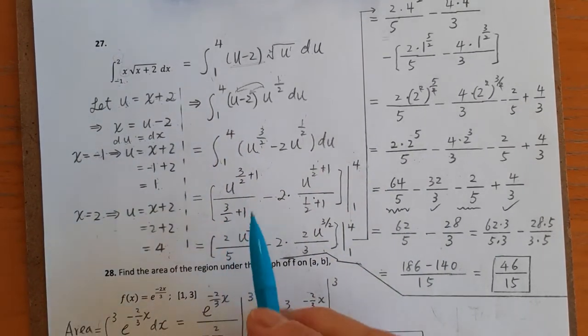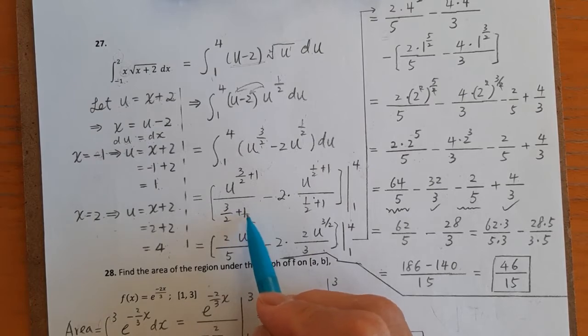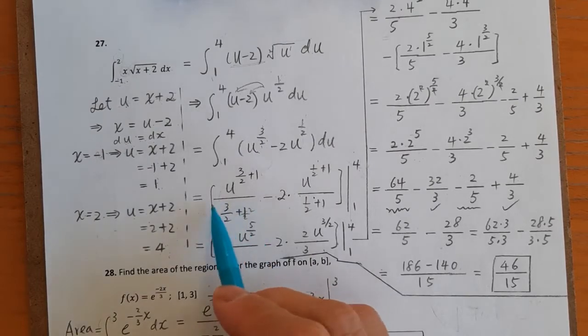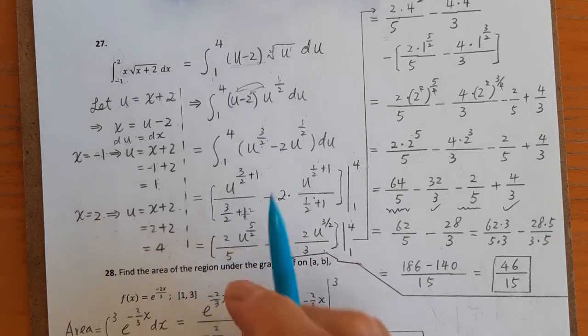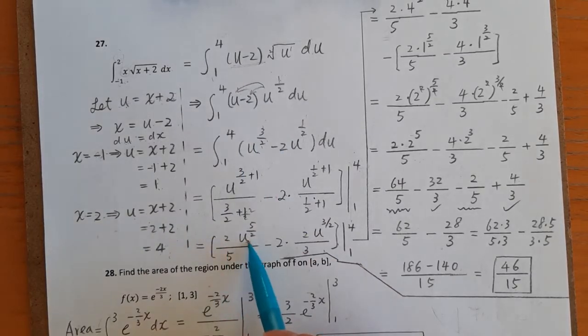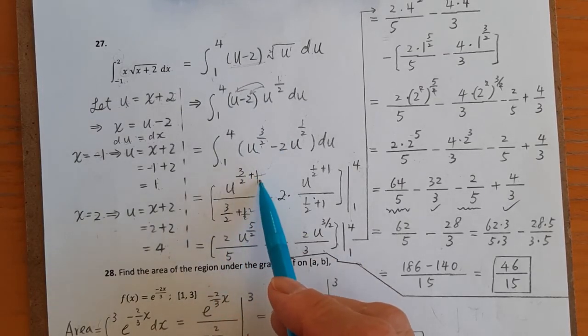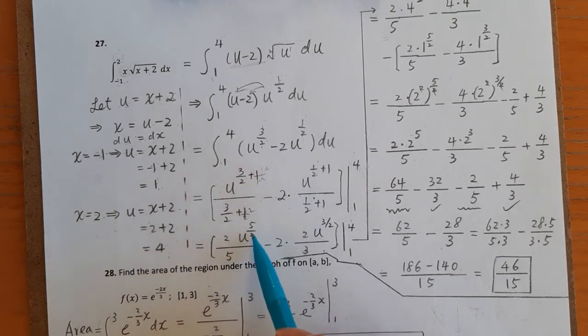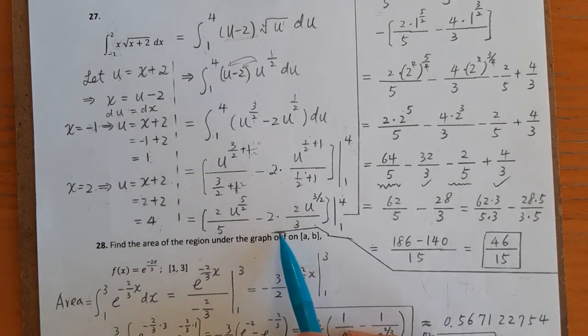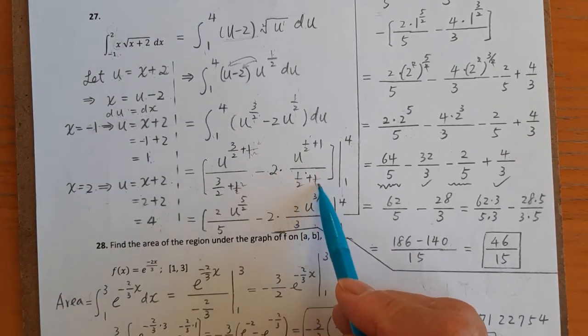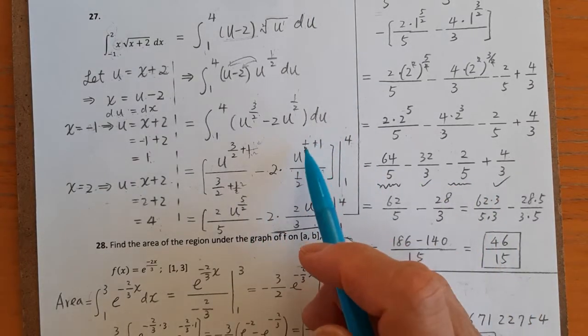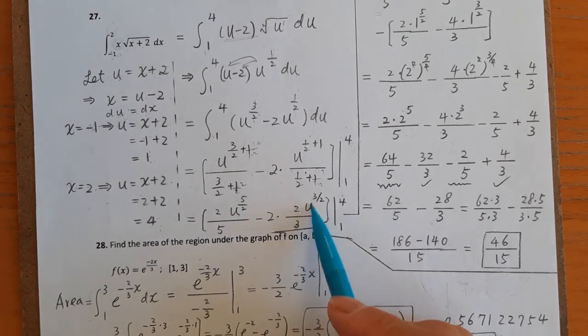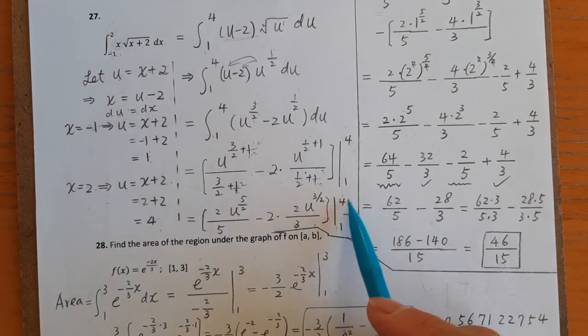Now 3/2 add 1, where 1 is 1 over 1, you multiply by 2 on both sides, add together to get 5/2. The reciprocal becomes 2/5, u to the power 5/2. Minus 2 times, 1/2 add 1 gives 3/2, the reciprocal is 2/3, u to the power 3/2, from 1 to 4.